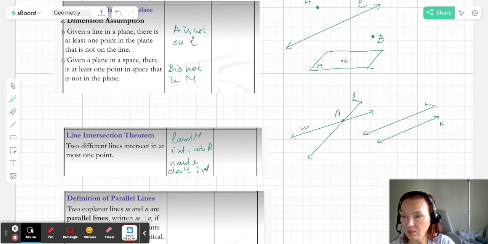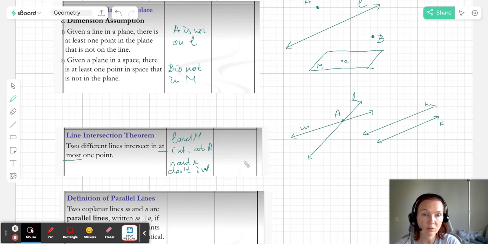And you can see that this line intersection theorem still holds because it's two different lines and they intersect in at most one point, which means that maybe they intersect or maybe they don't. They cannot intersect in 2 points. If I have something like this, well, this one is not a line anymore, it's a curve. By the way, when we say straight line, that's kind of overdoing it because lines are always straight.